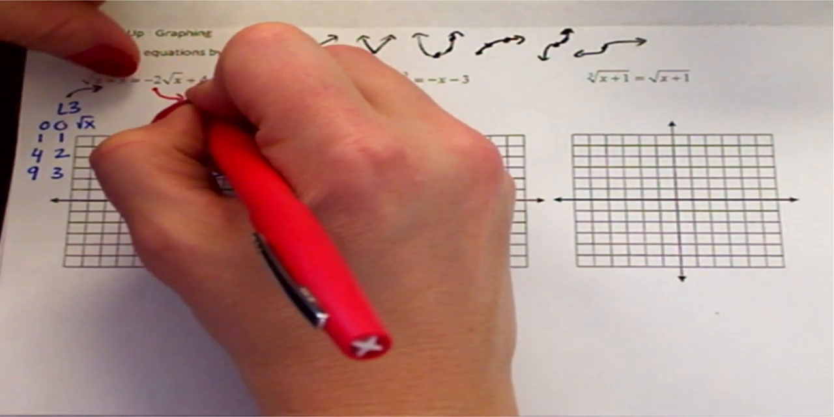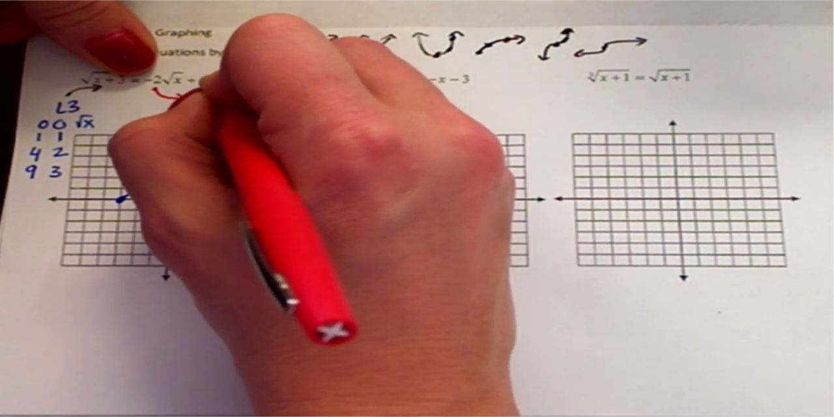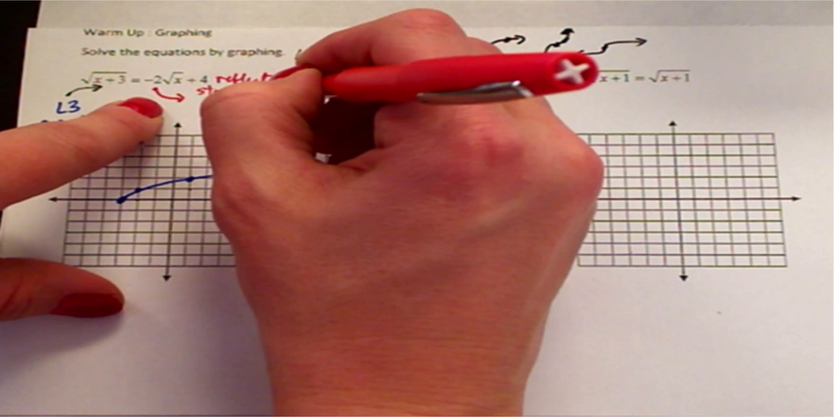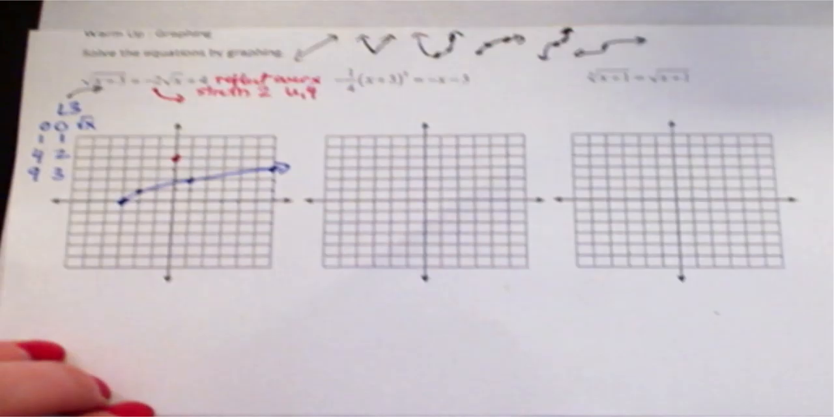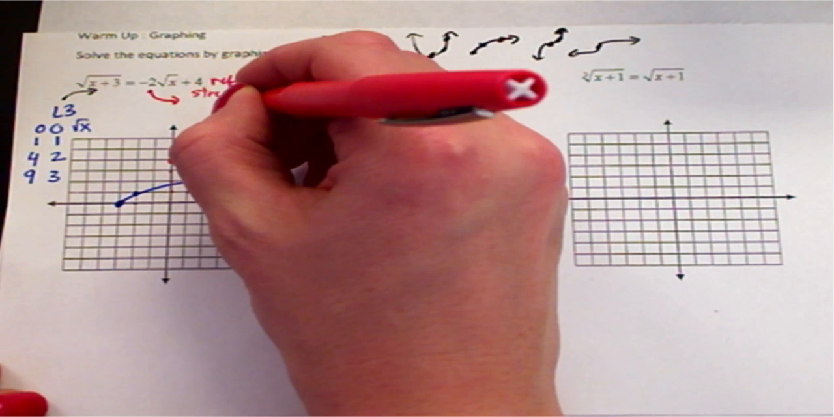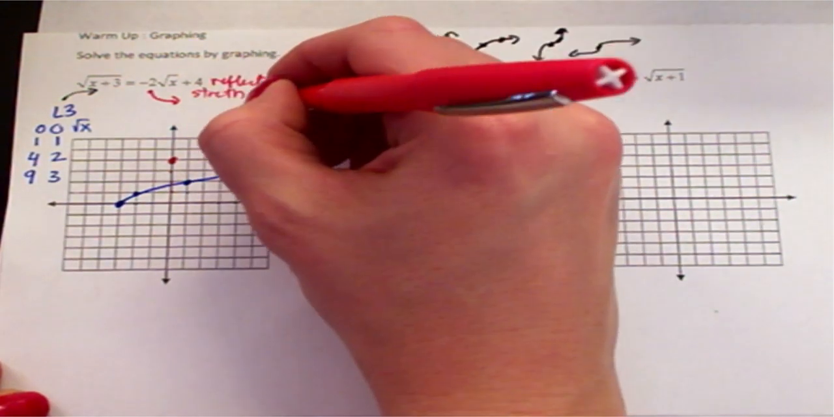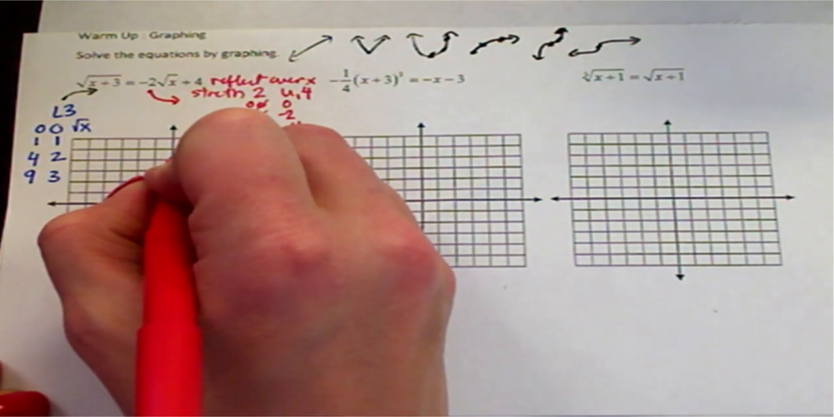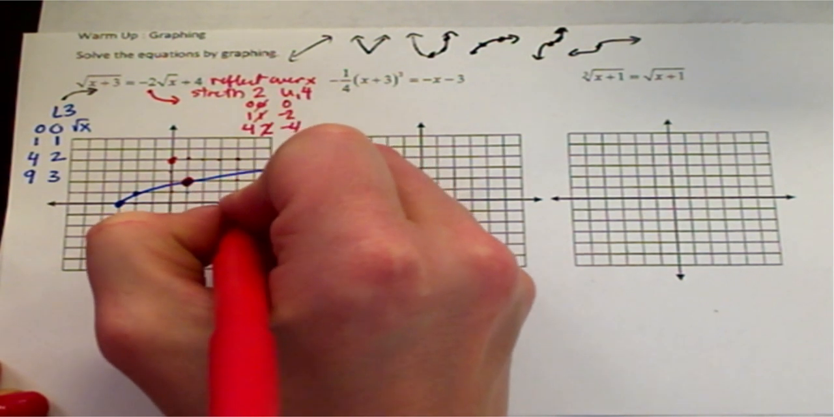Okay, so this one is stretch by 2. It is a reflect over x, and it's up 4. Okay, up 4. Negative 2. I have the general shape. Now, that negative 2 means 0, 0, 1, 1, 4, 2. Negative 2 is my stretch, and so I'm multiplying. 0, 0, 1, negative 2, 4, and so on.